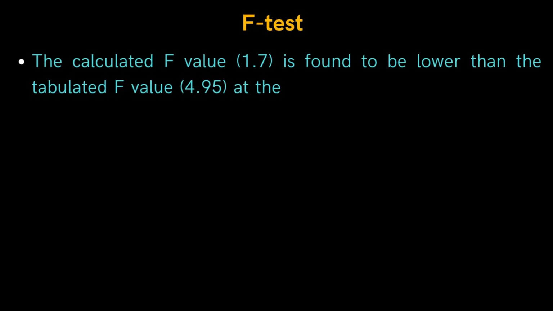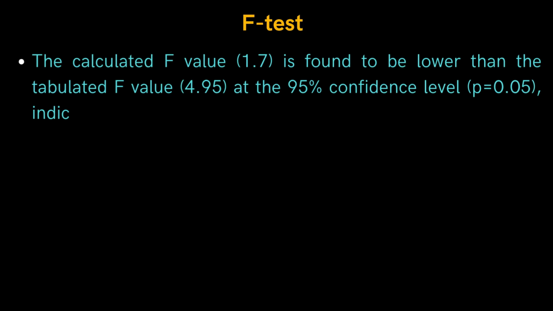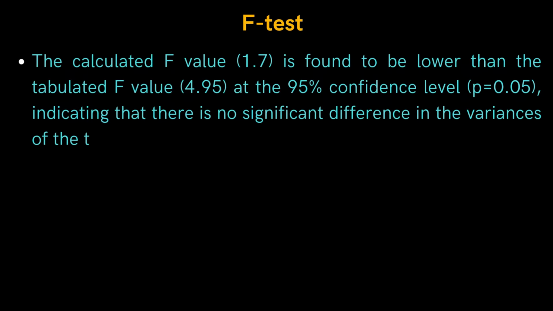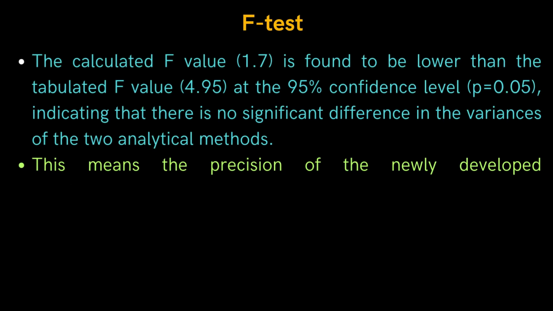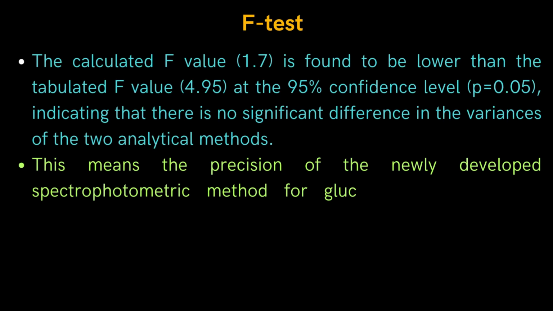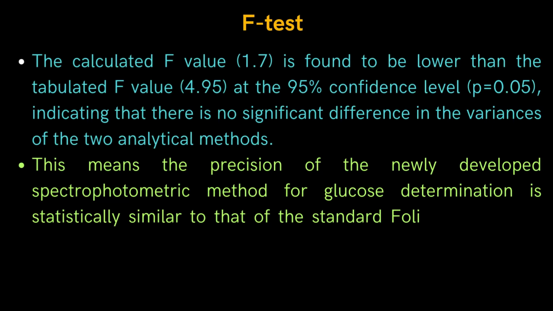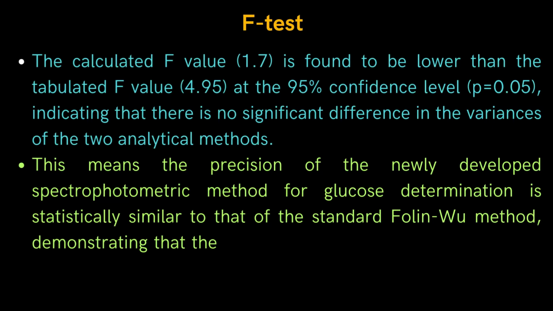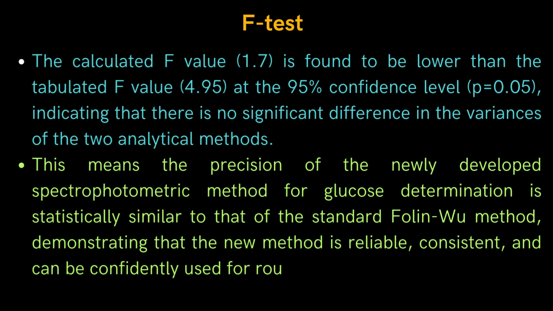Overall, the conclusion: the calculated F value 1.7 is found to be lower than the tabulated F value 4.95 at the 95% confidence level, indicating that there is no significant difference in the variances of the two analytical methods. This means the precision of the newly developed spectrophotometric method for glucose determination is statistically similar to that of the standard Folin-Wu method, demonstrating that the new method is reliable, consistent, and can be confidently used for routine chemical analysis.